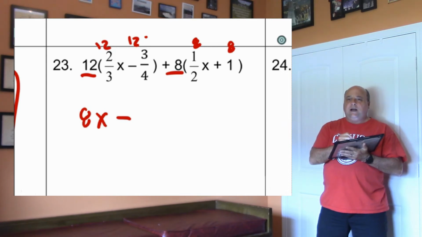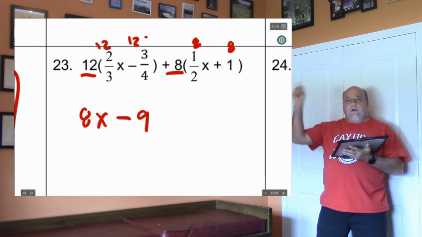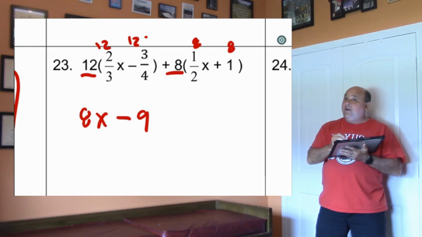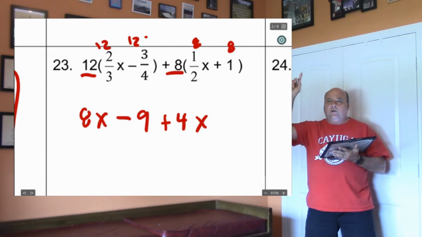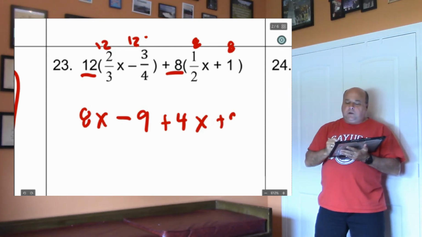12 times 3 divided by 4. 12 times 3 is 36, divided by 4 is 9. Repeat the process. 8 times a half, hopefully you know that's a positive 4. The letter's X. Sign, number, letter. 8 times 1 is plus 8.